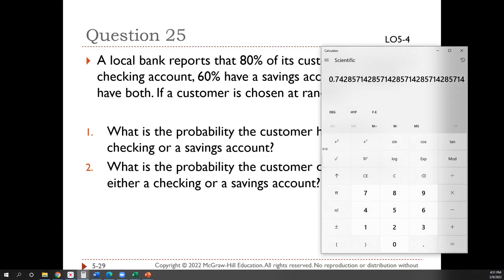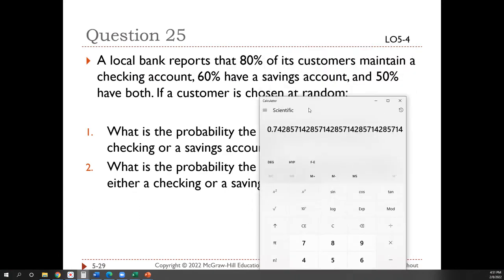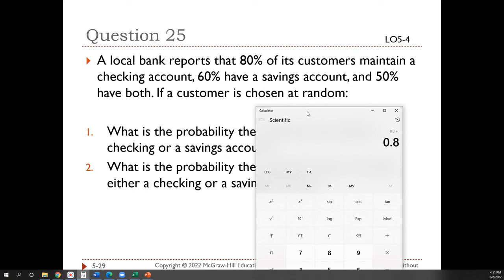Calculator. There we go. We can go basically taking the 0.8 plus the 0.6, which is about 1.4, minus 0.5 will come out to 0.9, probably about 90%. Okay, so that's somebody with either a checking or a savings account. Now, if we want to find the probability of them not having either one, we take 1, basically 100%, minus our 0.9, which will leave us with 0.1, 10%. 10% has neither.